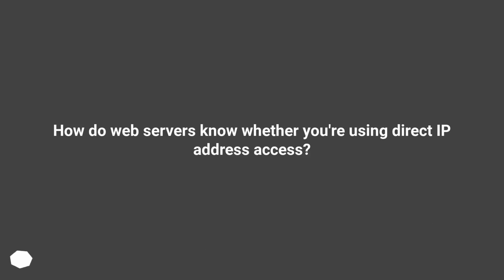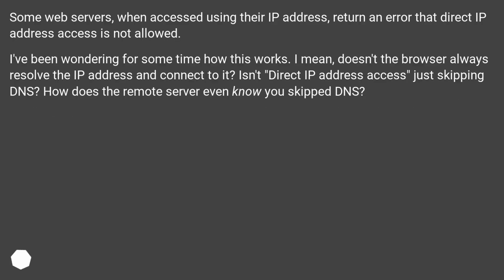How do web servers know whether you're using direct IP address access? Some web servers, when accessed using their IP address, return an error that direct IP address access is not allowed. I've been wondering for some time how this works.